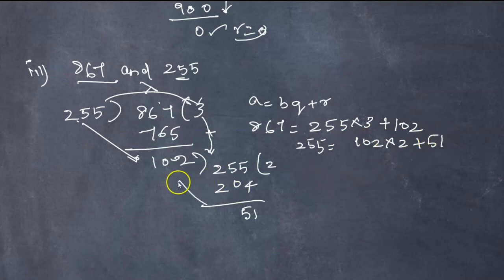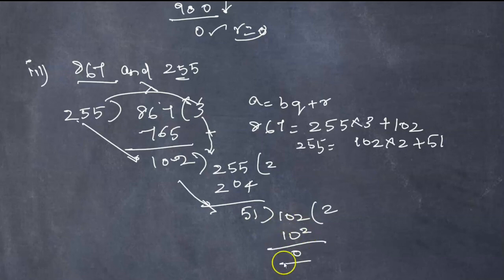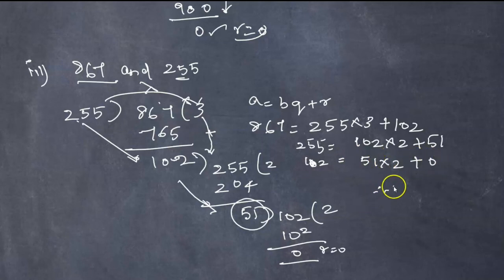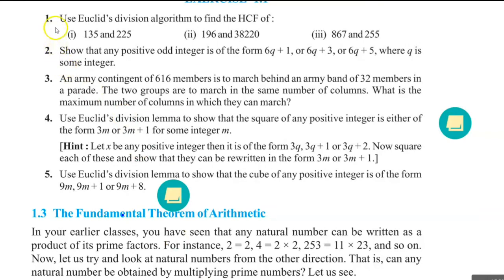So again this 102 comes down here. So 51 it will be like 2 times. So 2 ones are 2, 2 5s are 10. 102 minus 102 is 0. So since we got R as 0, this will be the HCF. But still we have tried this one. 102 equals 51 into 2 plus 0. Therefore, HCF equals 51. So this is how you will solve this first sum.